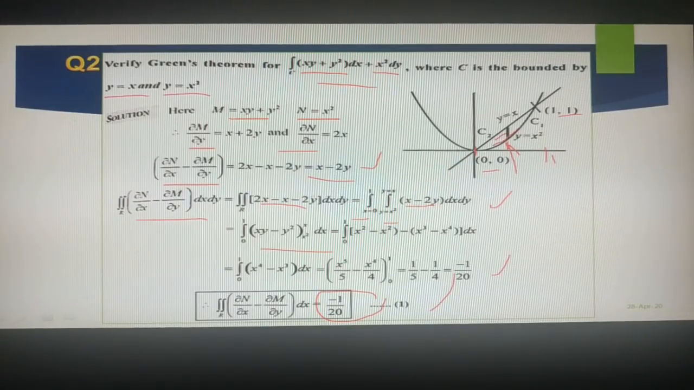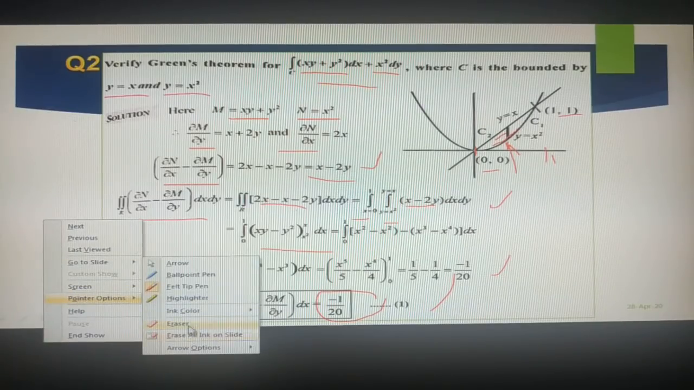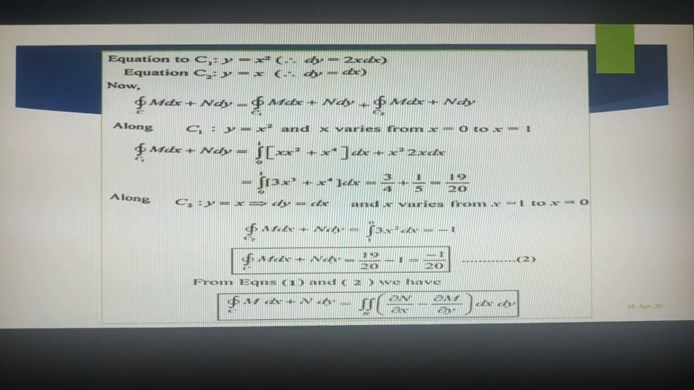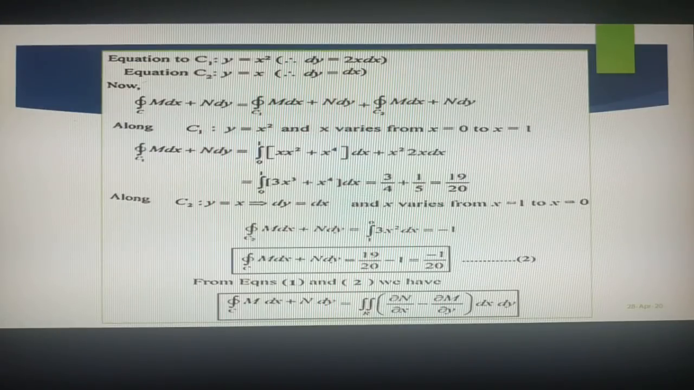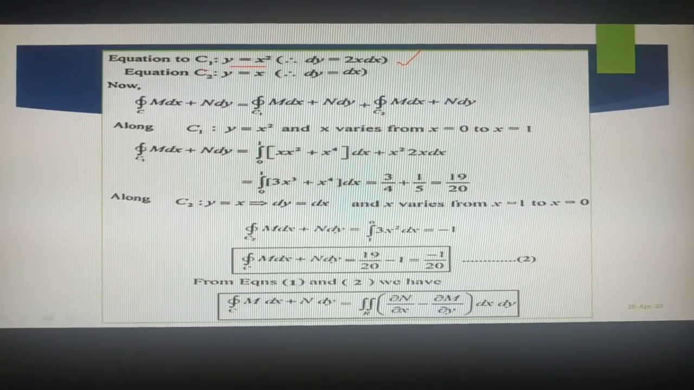Now next, we have to do the same problem along the curve. We have to find it out. So I have some curve. Let me take the first curve name as C1. That curve is y equal to x square, meaning the parabola I took. If I differentiate, I get dy equal to 2x dx. This is just information we are considering.